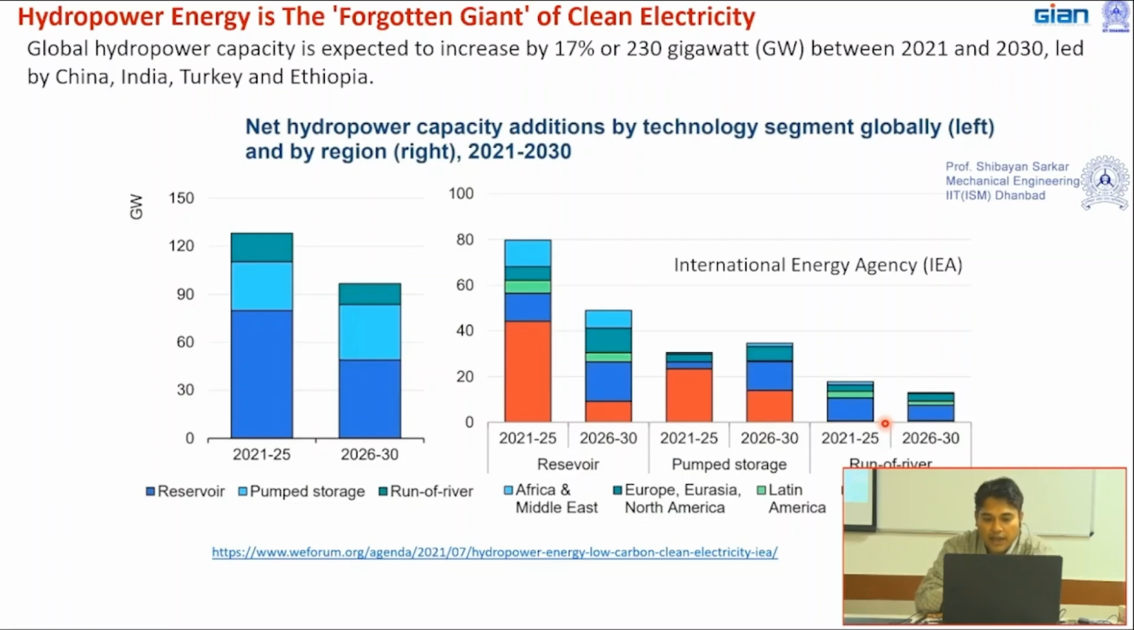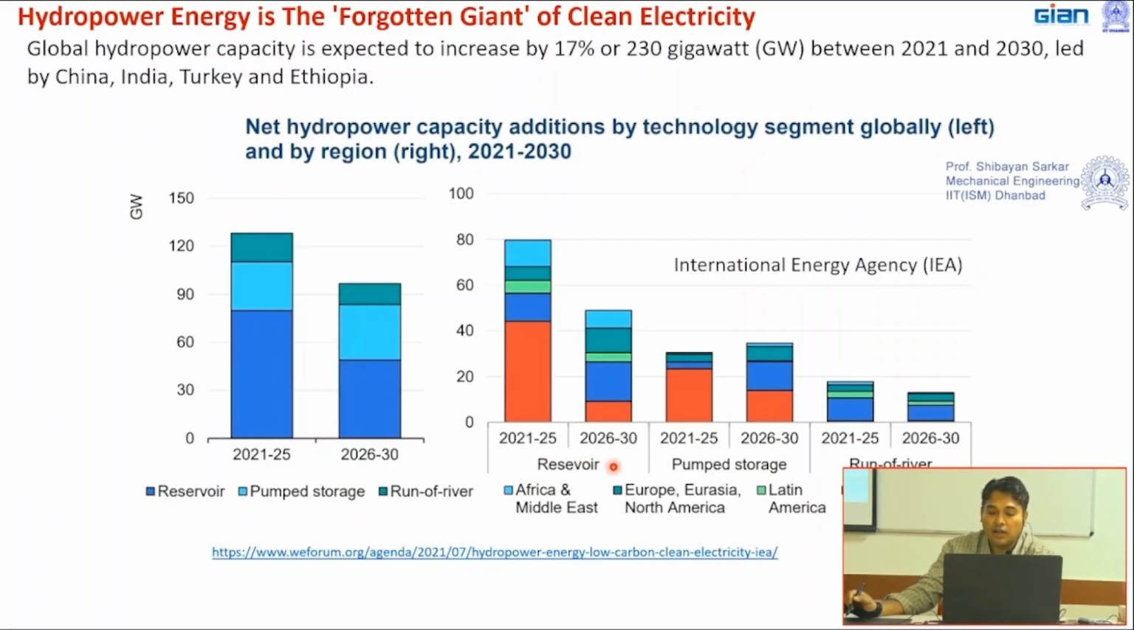There is another set of data, again collected from IEA, that from 2021 to 2030 almost 17% more hydropower energy harnessing has been added, and you can see the percentage breakdown. Here you can see reservoir, pump storage, and run of river. These are the different civil constructions where hydropower has been installed.